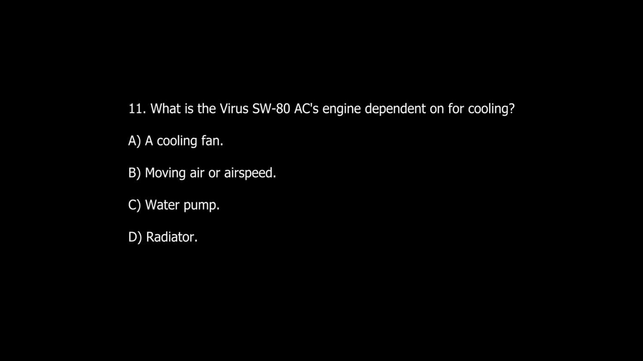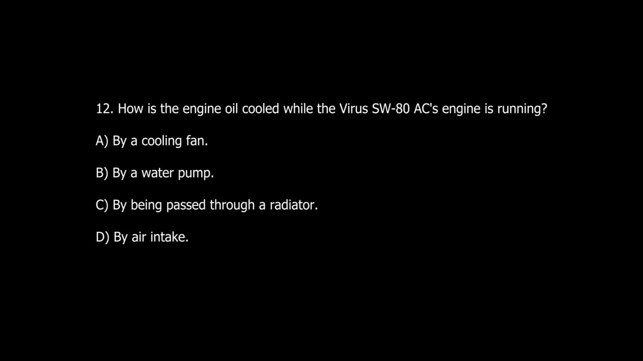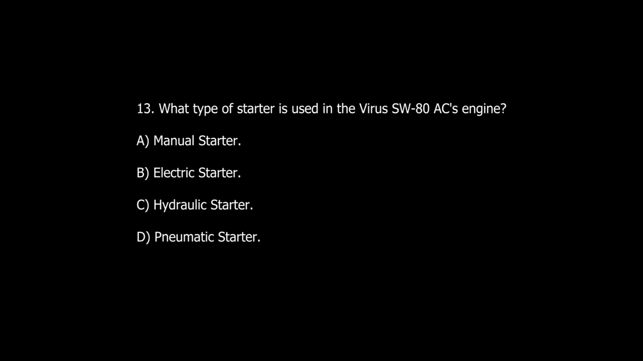Question number 11. What is the Virus SW-80 AX engine dependent on for cooling? A. A cooling fan. B. Moving air or airspeed. C. Water pump. D. Radiator. Question number 12. How is the engine oil cooled while the Virus SW-80 AX engine is running? A. By a cooling fan. B. By a water pump. C. By being passed through a radiator. D. By air intake.